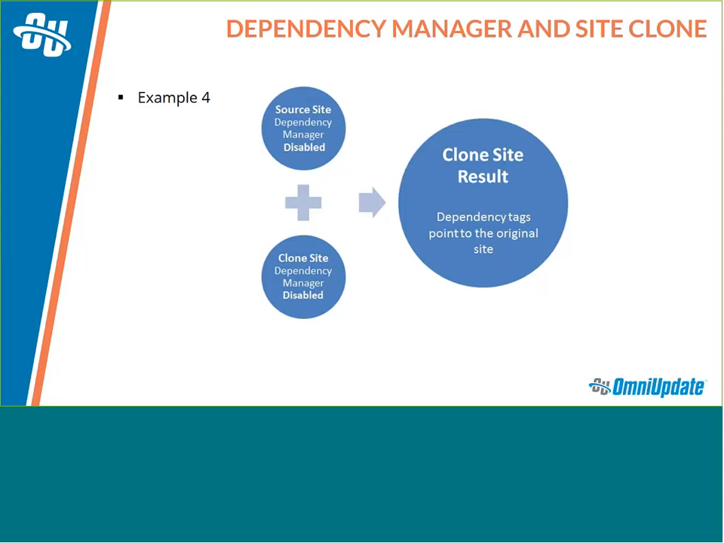And then what you would want to do is publish out the clone site so that your dependency tags do come across. For instance, in the example that we're looking at right now, where you had dependency manager disabled everything, we're doing a true copy of the site. At that point, when you copy it over, the files that have been copied are not published until you actually publish them after the site clone.